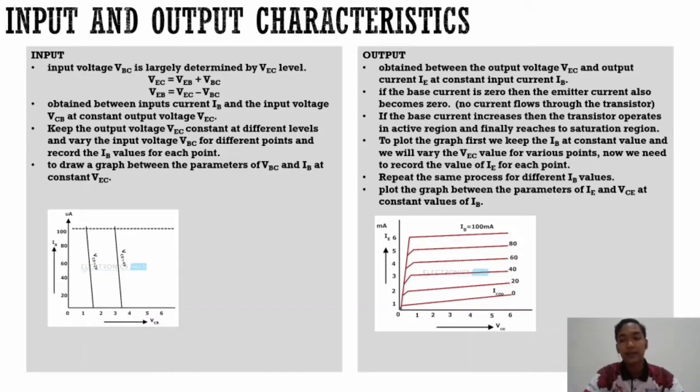value for various points and record the value of output current for each point. Repeat the same process for different input currents, and lastly plot the graph between the parameters.